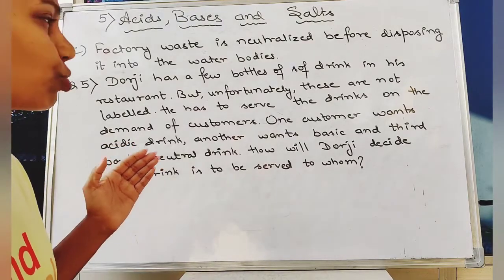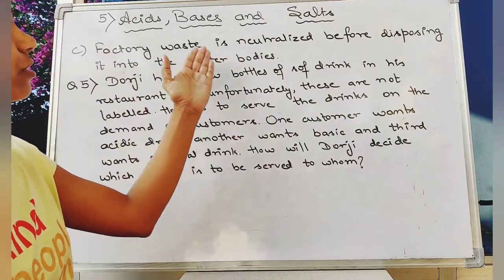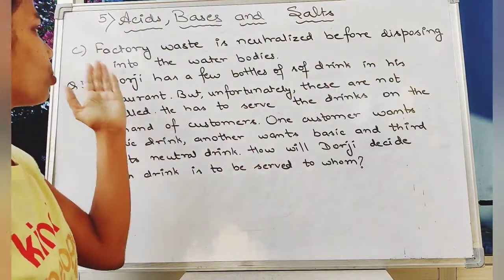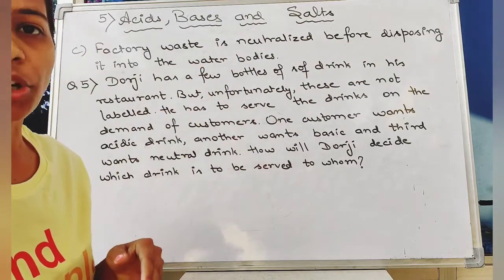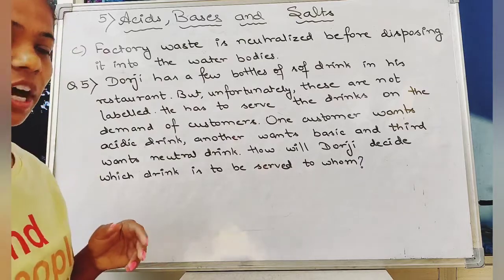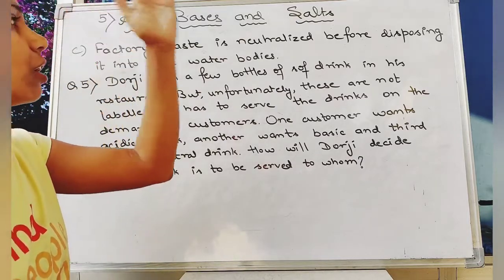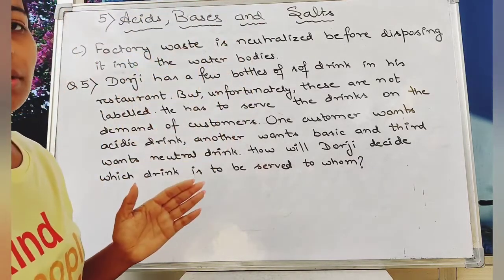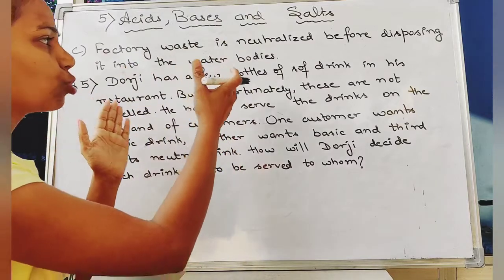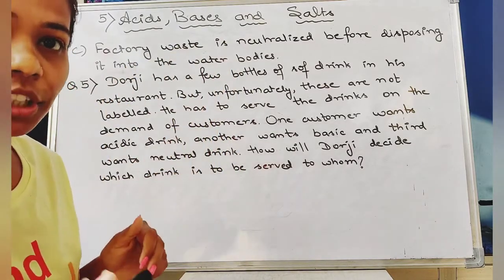The remaining C portion, factory waste is neutralized before disposing it into the water bodies. You need to explain why we neutralize the factory waste before throwing it into any water body.